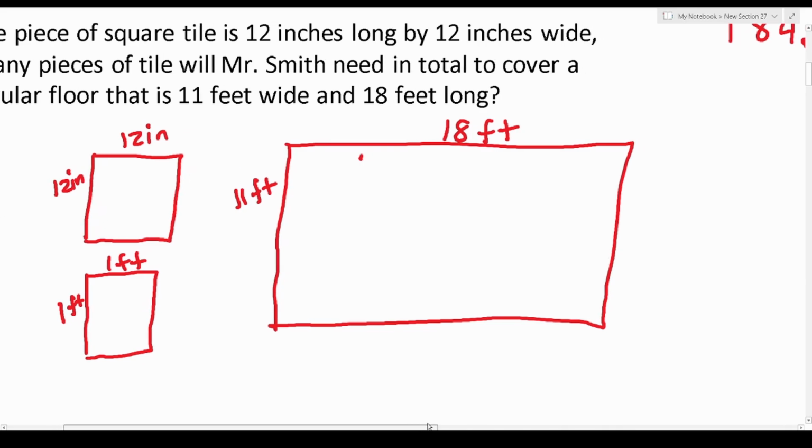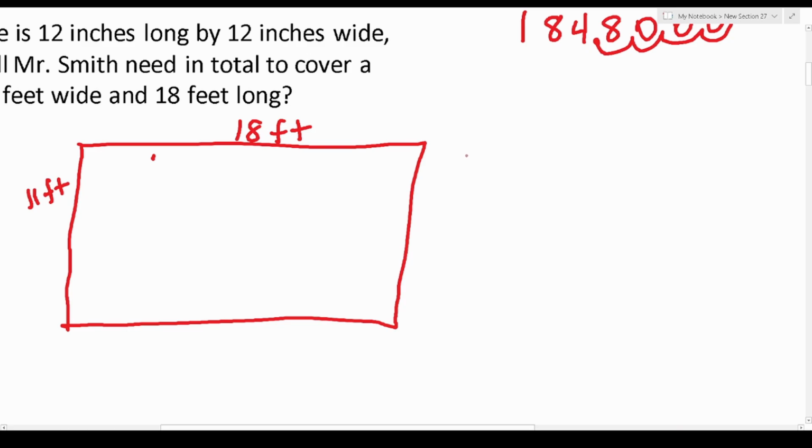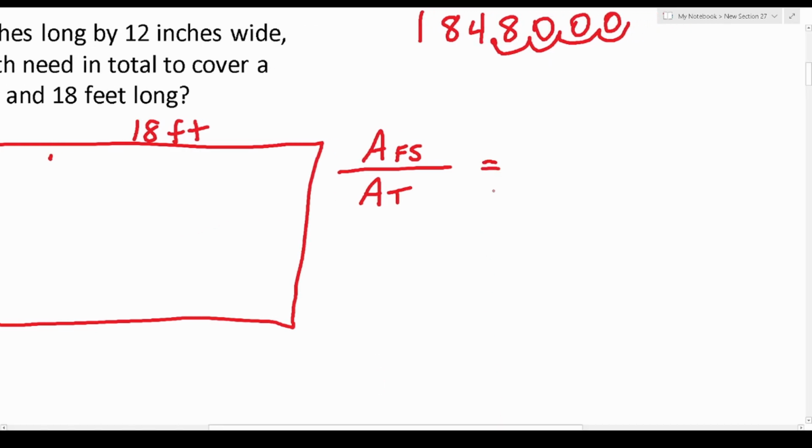And that's actually pretty easy to do. We're going to take the area of the floor space, which I'm going to call area of the floor space. And that's pretty easy to figure out. Let me finish my thought here. We're going to take the area of the floor space and divide that by the area of one piece of tile. And by doing this division here, this will tell us how many pieces of tile we need to cover this entire floor space. So let's see how we can figure this out.